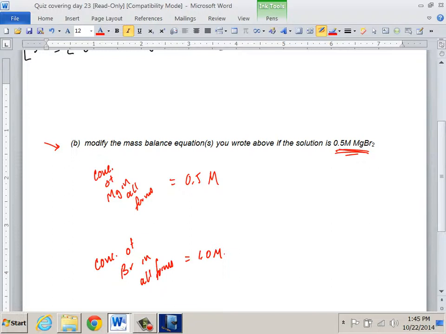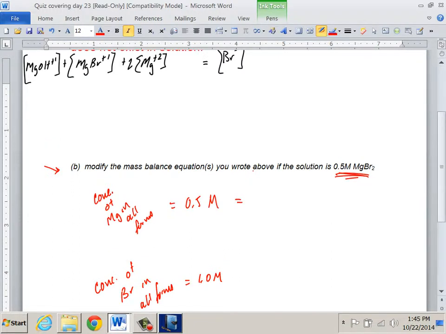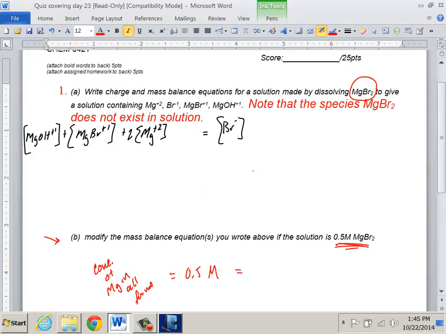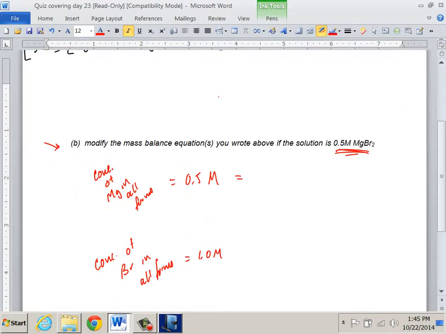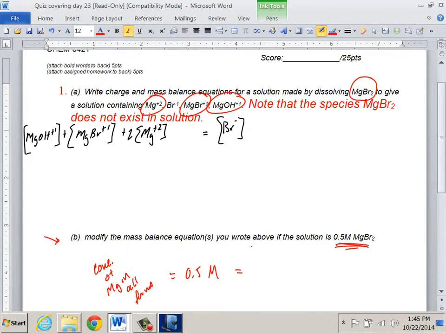So with magnesium in all its forms, all the species that contain magnesium would go over here on this side. So you'd have this one, that one, right? And then for the one that has 1.0 molar, everything that has bromine in it. Well, looks like there's only 2 of them because this one didn't exist in solution. It's not a complex ion. See that?